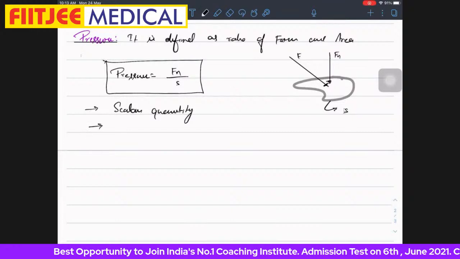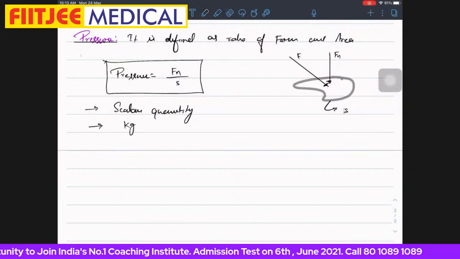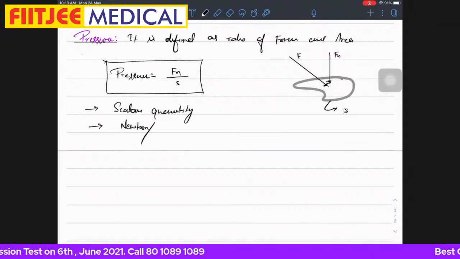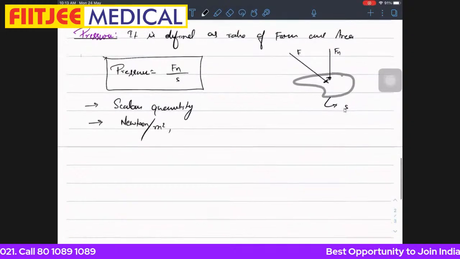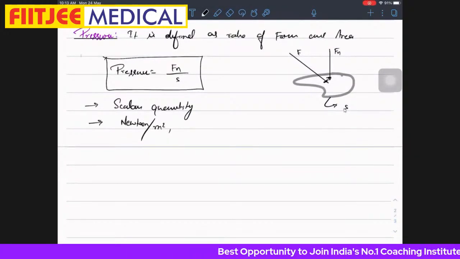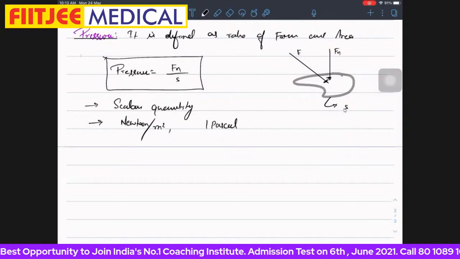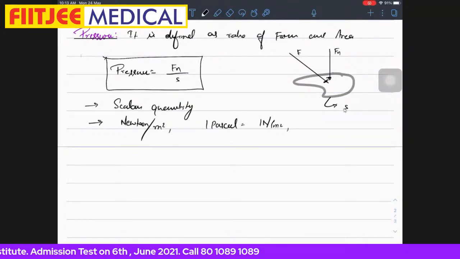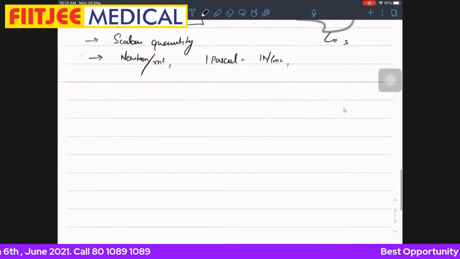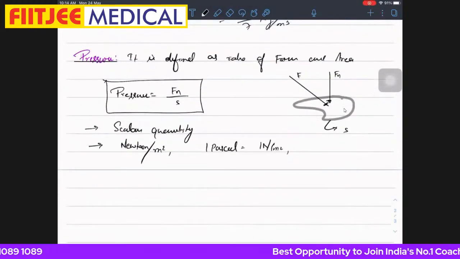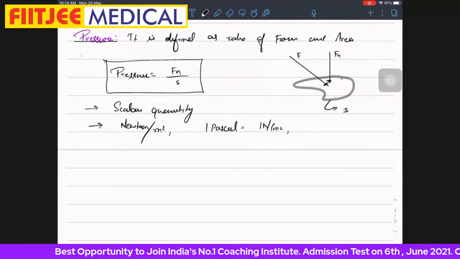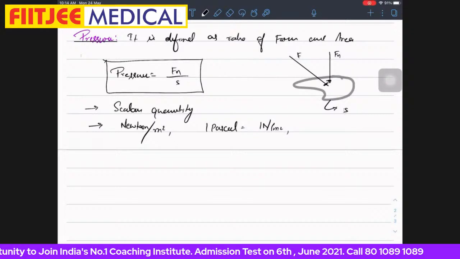What is the SI unit for pressure? The SI unit of force is Newton, so pressure is Newton per meter square. We also call this Pascal. 1 Pascal equals 1 Newton per meter square. So different units are there for pressure. The simple idea is that pressure is defined as force per unit area. It is a scalar quantity. Its SI unit is Pascal, and 1 Pascal is Newton per meter square.